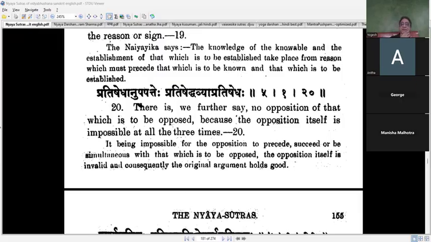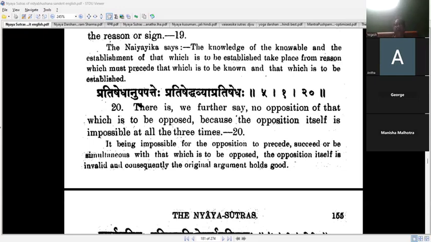So what we are saying is, how does it work? You are saying that the hetu is not valid at all three times, right? So then can you produce a hetu? Whatever hetu you will give, that also is not valid at all three times. So your objection will disprove your process of proof also.